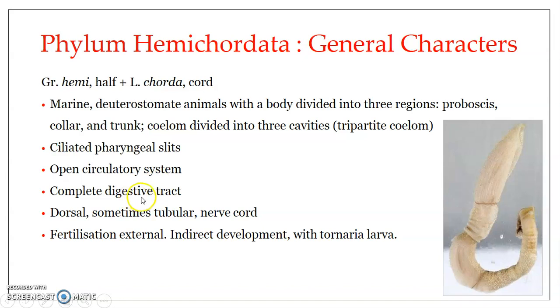The digestive system, the alimentary tract, is complete. The nervous system is primitive in nature; the nerve cord is dorsal in position and sometimes tubular. Fertilization is external, with direct development through the Tornaria larva. Asexual reproduction is also found. The asexually reproducing forms have a high power of regeneration, and there are organisms which even reproduce asexually by budding. Both sexual as well as asexual modes of reproduction are found in the hemichordates. So these are the general features of the Hemichordata.